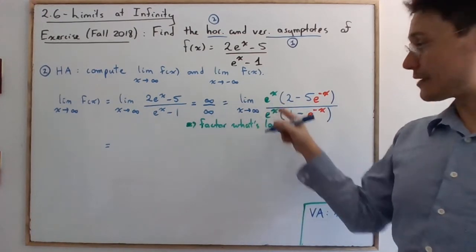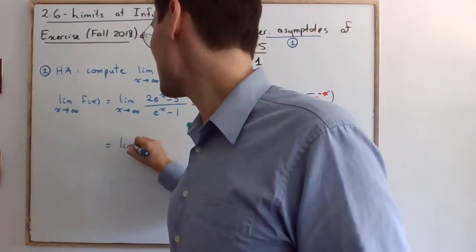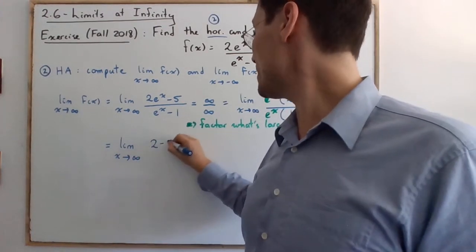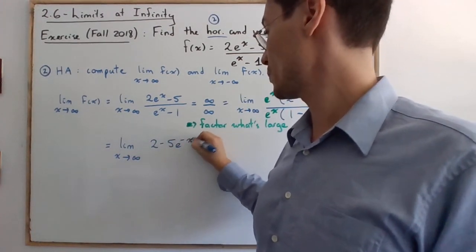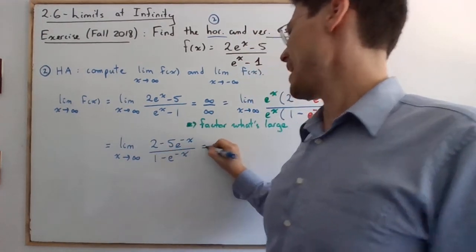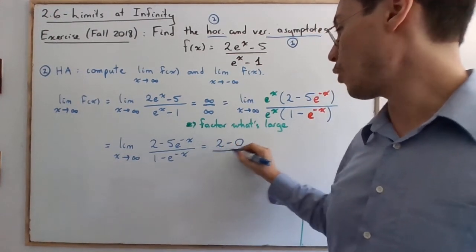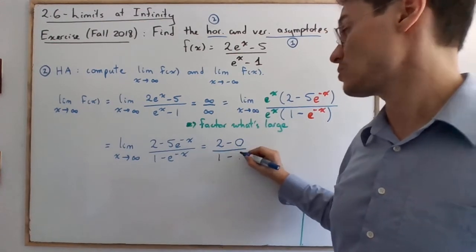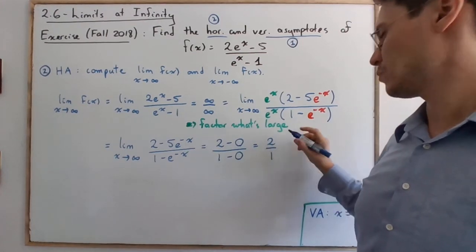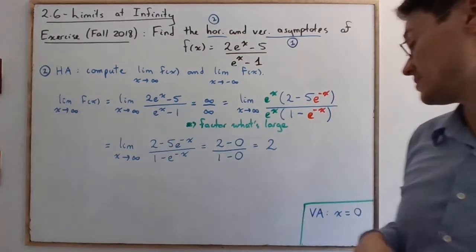Okay, before we directly substitute, let's just cancel the e to the x, or cancel is a bad word. Let's just say simplify. So after simplification, what's left is only this function. And then by direct substitution, this turns into 2 minus 0 over 1 minus 0. So in other words, just 2 over 1. So actually, I will skip that step. There you go. So 2.